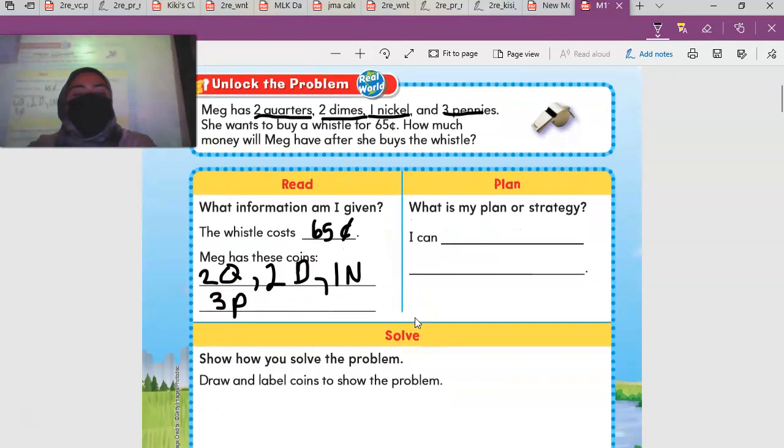What is my planner strategy? You can basically add, right? You can count how much the value of all her coins are, and then subtract that by how much the whistle cost, right? So I can count and subtract.